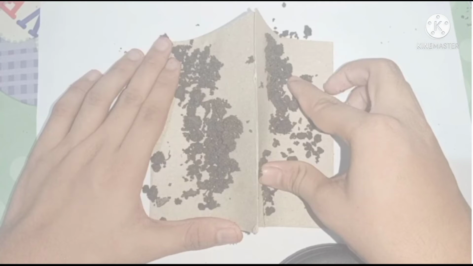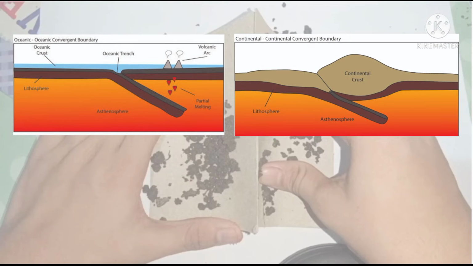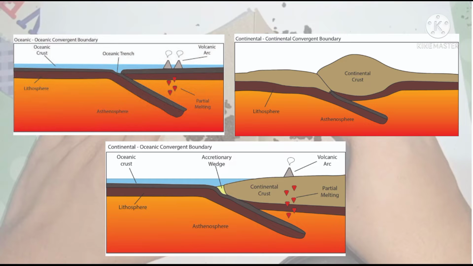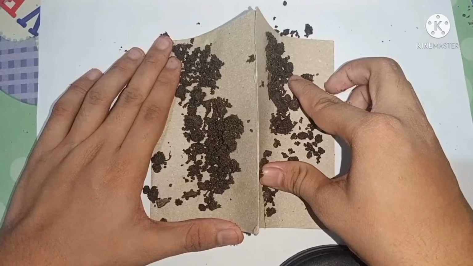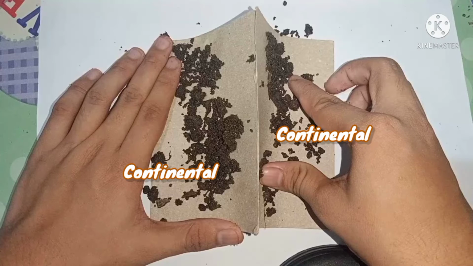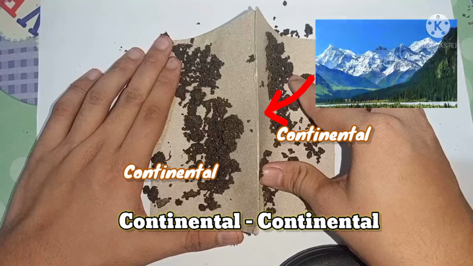The collision can be between two oceanic crusts, two continental crusts, or can also be between an oceanic and continental crust. The one I showed you is a convergent boundary between two continental crusts, or continental-continental convergent boundary, that resulted in the formation of mountain ranges.